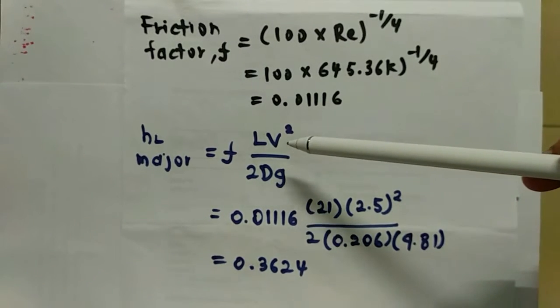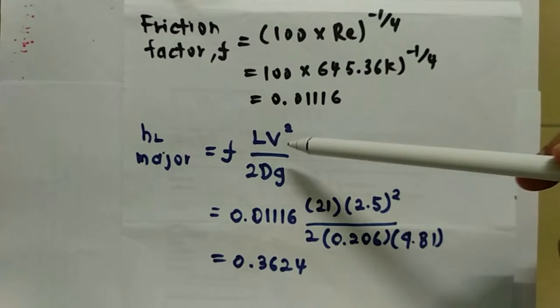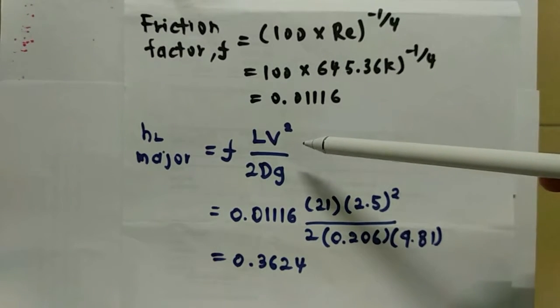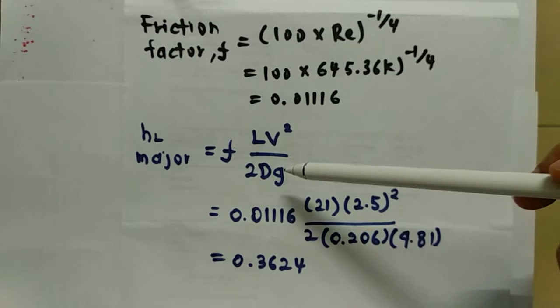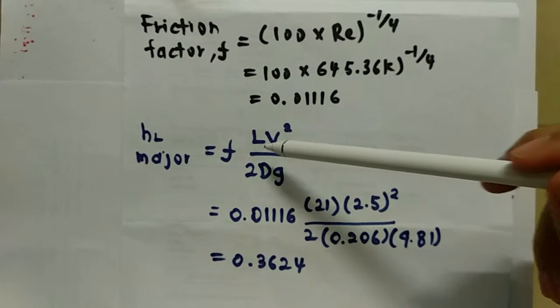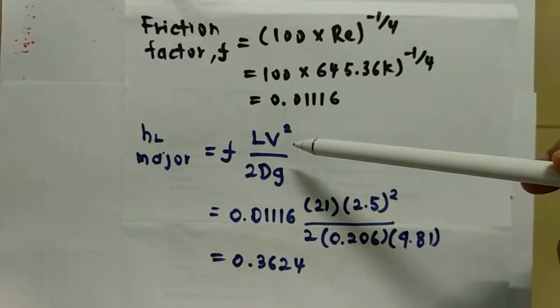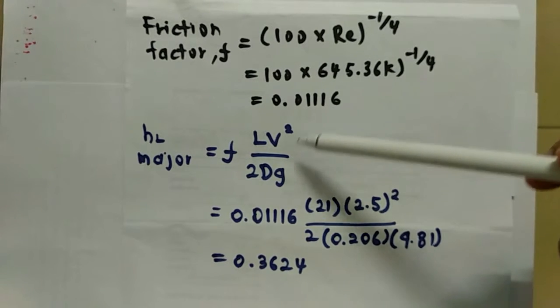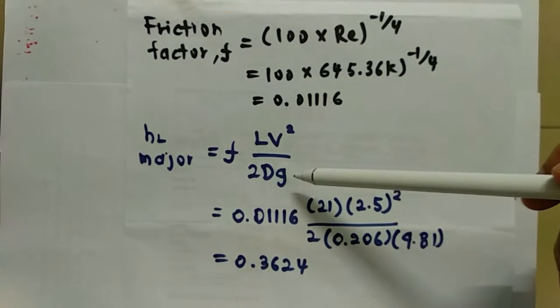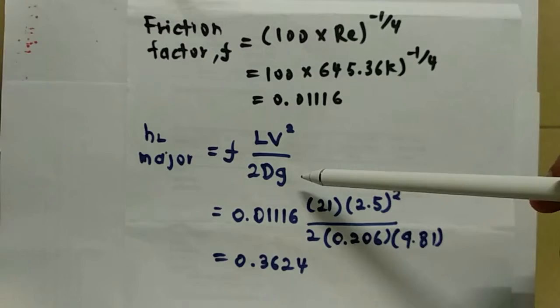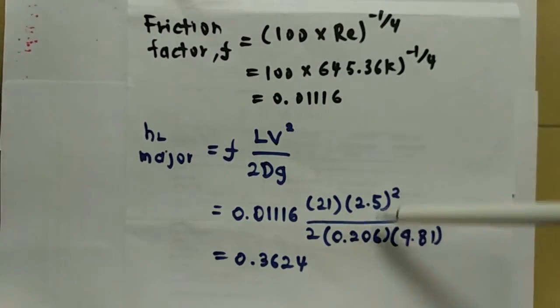After we find the friction factor f, we put it into the formula: head loss equals f times L times V squared divided by 2 times D times g. L is the length, V is the velocity, D is the diameter, and g is gravity. So we can find the head loss major.